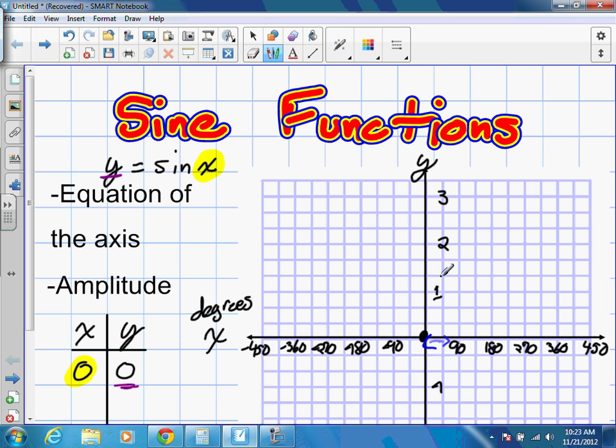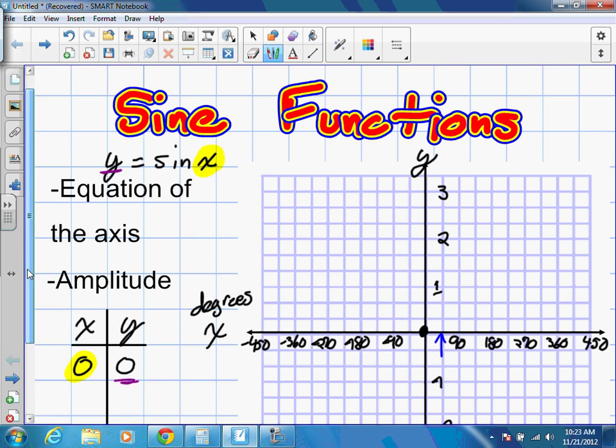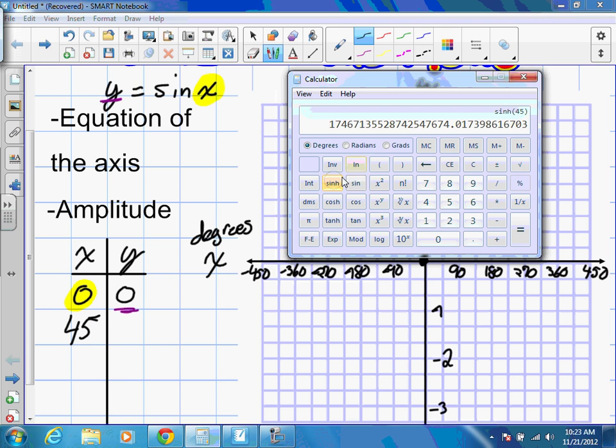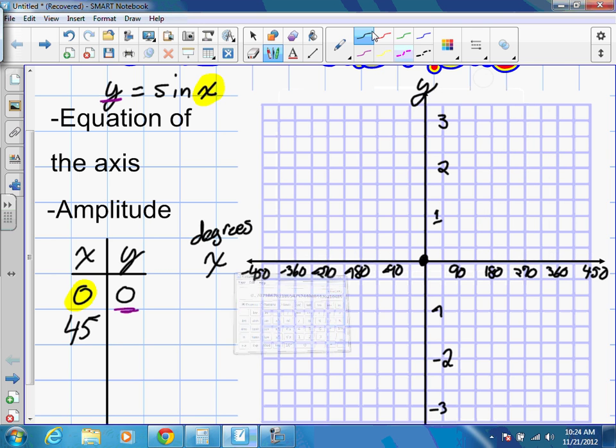In fact, it's maybe not a bad idea. Let's go to 45, since it does seem to be one of the points on here. We'll figure out, when x is 45, what our y is. So sine 45. Sine 45 is 0.707, kind of an odd number. When we try to plot that on a graph, it's a little less than 1, maybe somewhere here. I've purposely given myself a lot of room for 1.